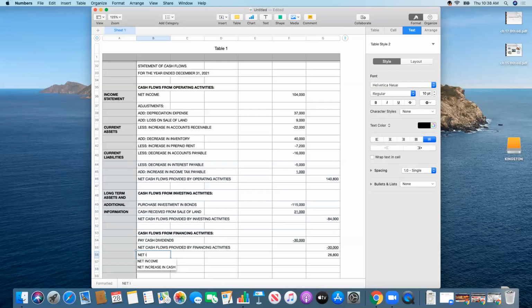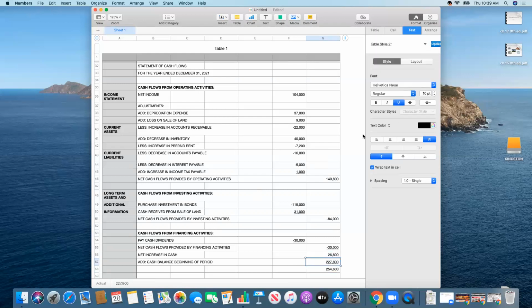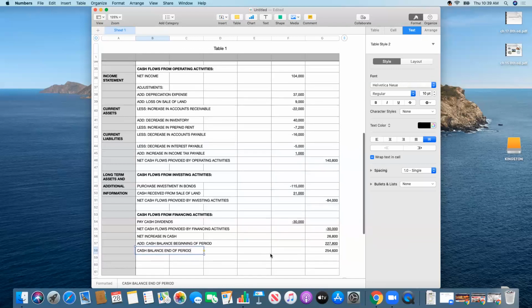So now we're going to call this the net increase in cash. We're going to add cash balance, beginning of period, right? Get that number right off the balance sheet. That was 227,800. Right? And then if I add these two amounts together, $254,600. Right? Look at the balance sheet. That should be the ending balance of cash. $254,600. Cash balance, end of period. There you go. So there's your statement of cash flow under the indirect method, problem from beginning to end.